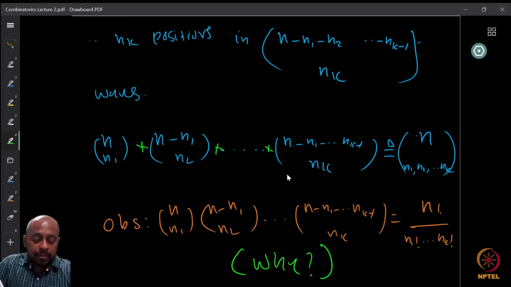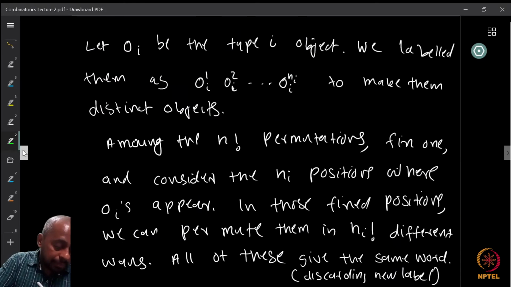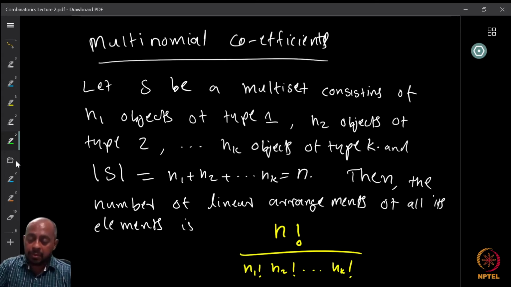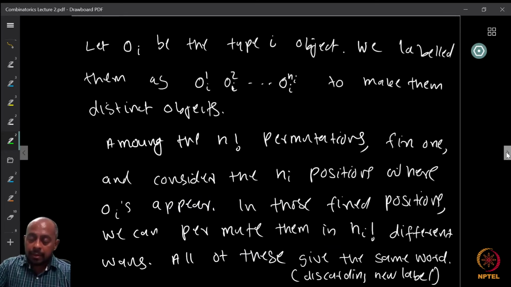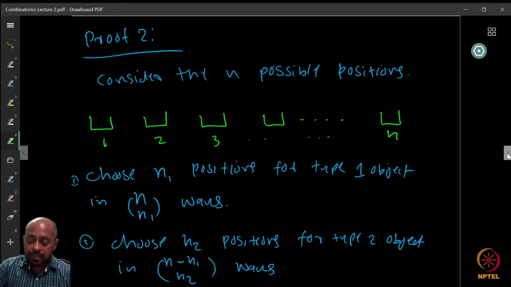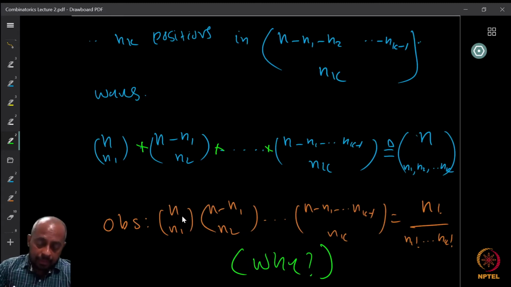Now this product is precisely finding the number of ways to arrange the terms in the multiset, the linear arrangements of the objects, which I can obtain in this way. So this thing must be equal to what we were counting, which is n factorial divided by n1 factorial etc. nk factorial. So this shows the equality.